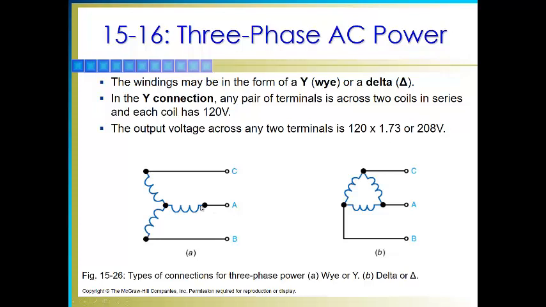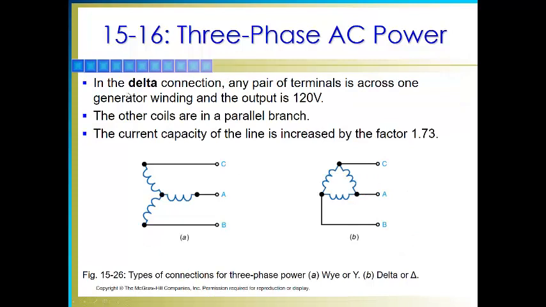So in here you have 120 and 120, but if you take the voltage across these two terminals, the voltage here is going to be 208, and I will explain that in just a minute, okay? And remember, the Y connection measures the voltage across this branch, right? So this is the same thing that you're going to read over here. So if this is 120, you're going to measure 120 here. In the delta connection, any pair of terminals is across one generator winding, and the output is 120 for the reasons I just explained, okay?